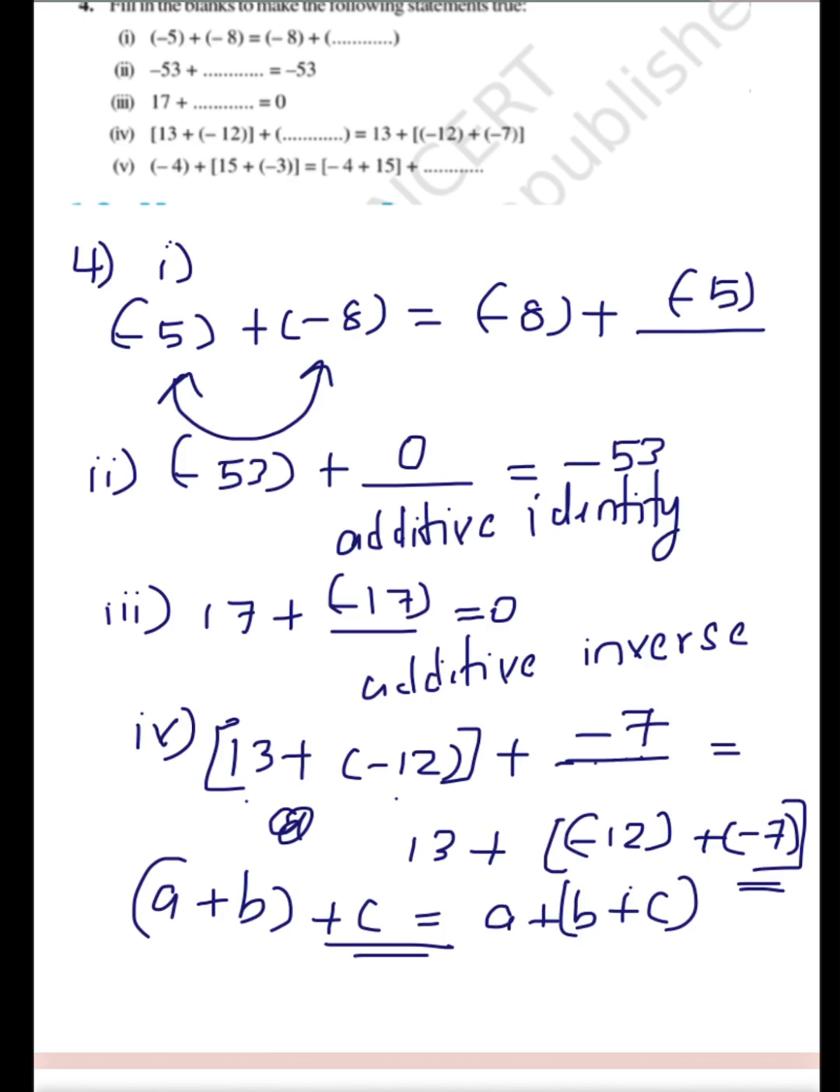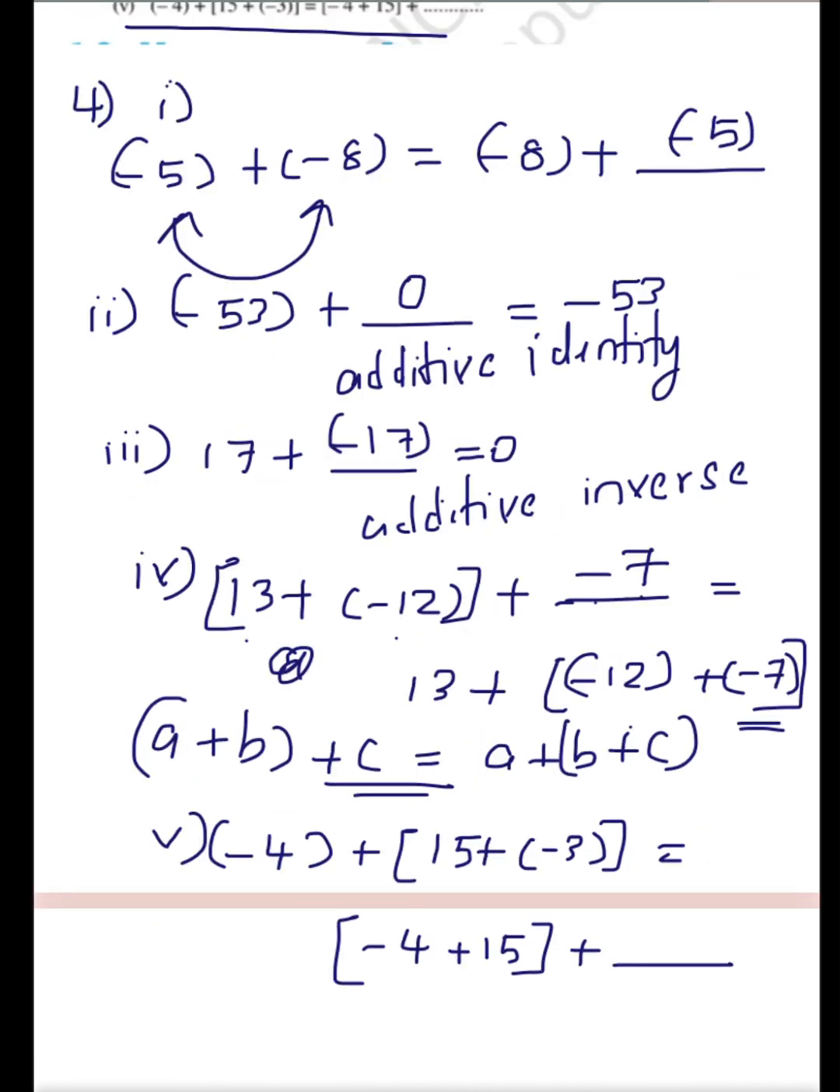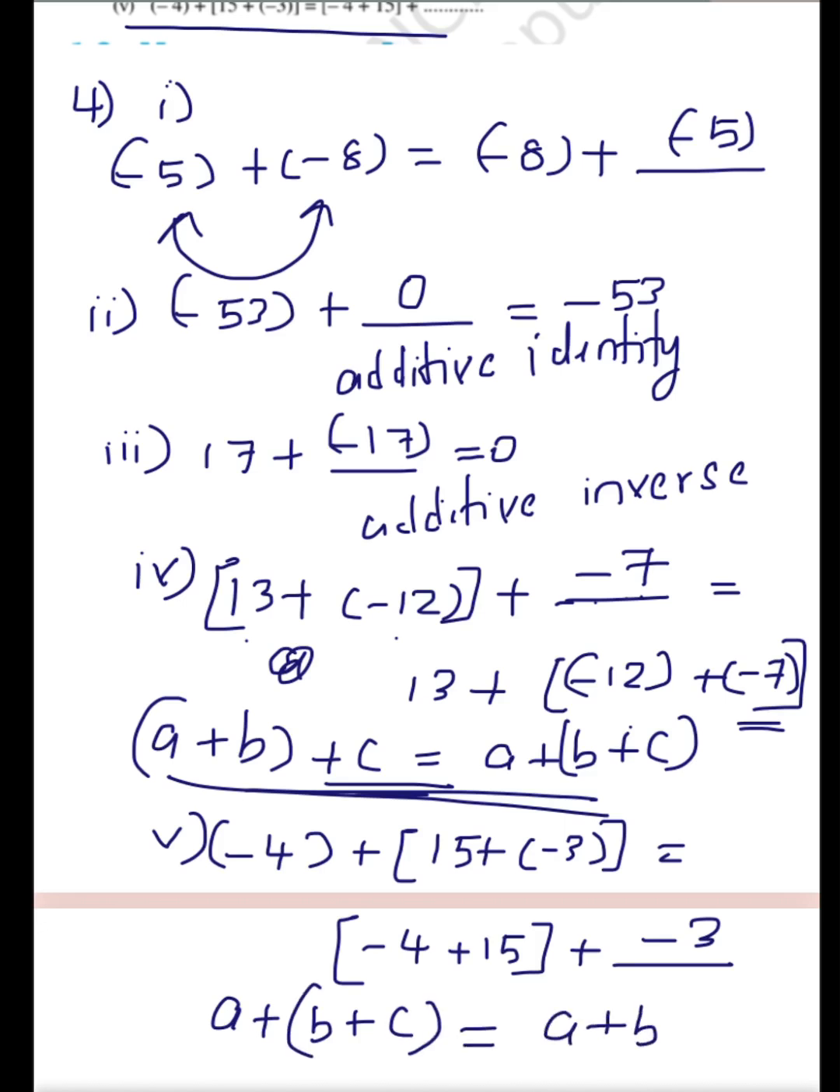Understand? Now let's see the fifth question: minus 4 plus 15 plus minus 3 equals minus 4 plus 15 plus dash. The answer is minus 3. This is again the associative property, written here in the opposite way, where c is minus 3. So this is all about the fourth question.